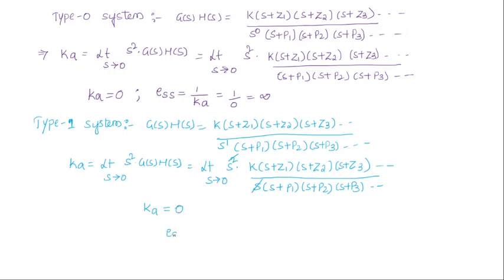Then what is ESS? ESS is nothing but 1 by Ka when the input is parabolic, that means 1 by 0, that means this value is infinity. So when the input is unit parabola for type 0 system, we are getting ESS infinity. When the input is unit parabola for type 1 system, we are also getting ESS value infinity.